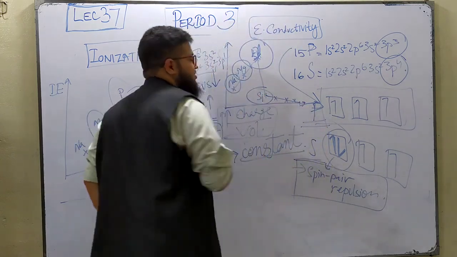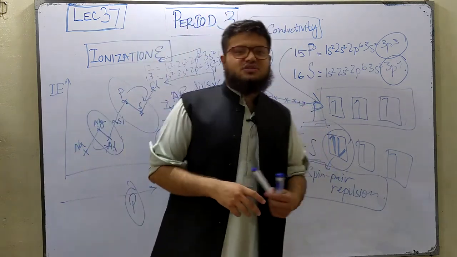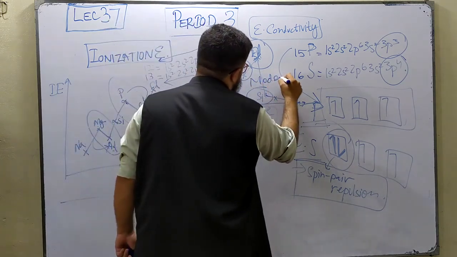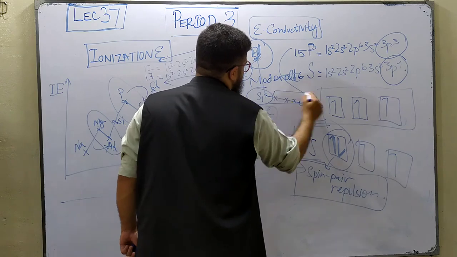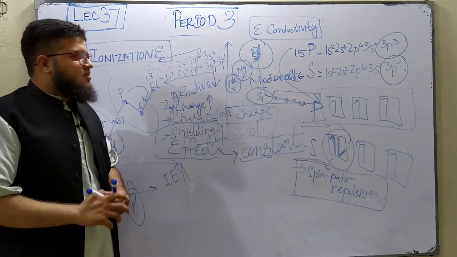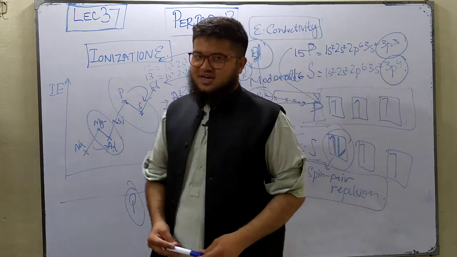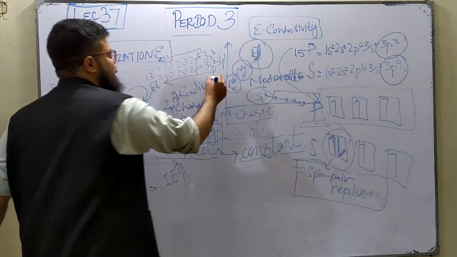Silicon also conducts electricity to some extent because it is a metalloid, so it moderately conducts electricity. If the examiner asks you, you have to write down moderate. But the remainder elements, which include phosphorus, sulfur, chlorine, and argon, are non-metals, and non-metals do not conduct electricity. This trend can be asked.